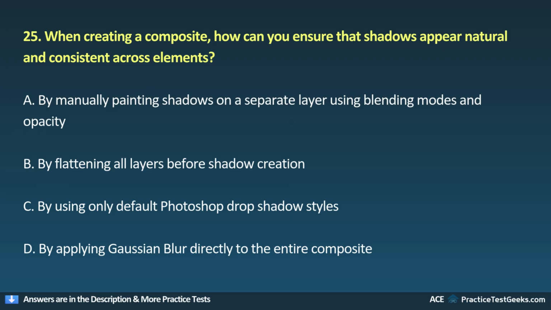25. When creating a composite, how can you ensure that shadows appear natural and consistent across elements? A. By manually painting shadows on a separate layer using blending modes and opacity. B. By flattening all layers before shadow creation. C. By using only default Photoshop drop shadow styles. D. By applying Gaussian blur directly to the entire composite.